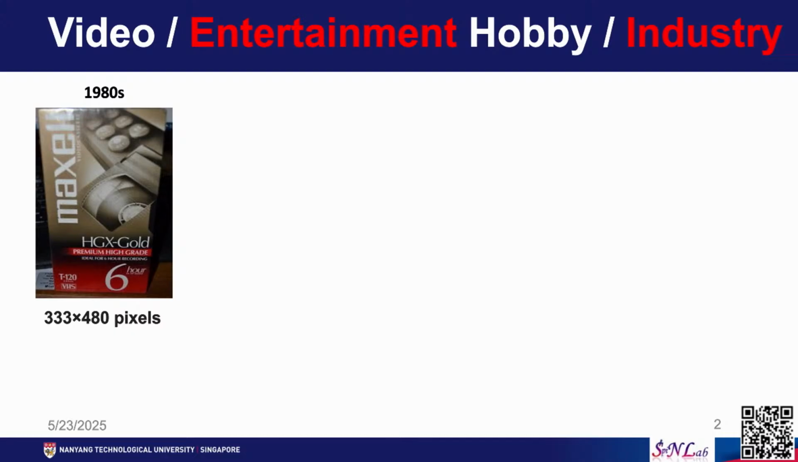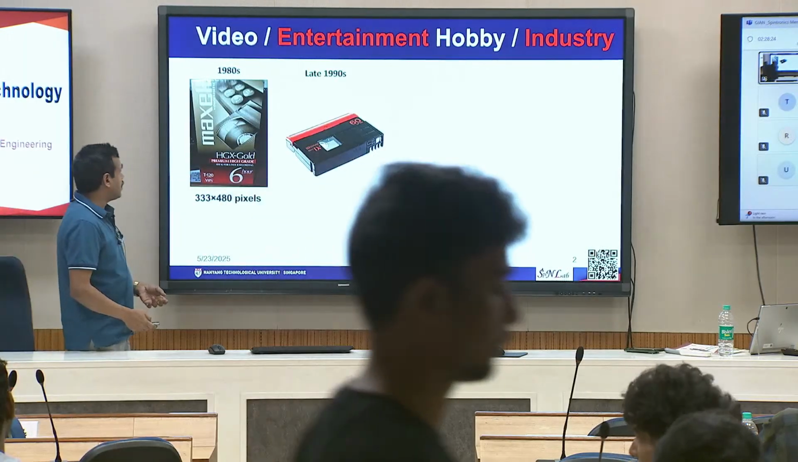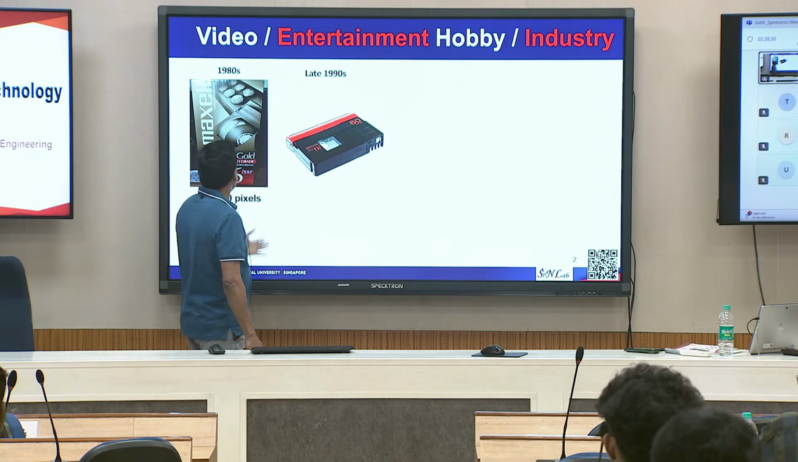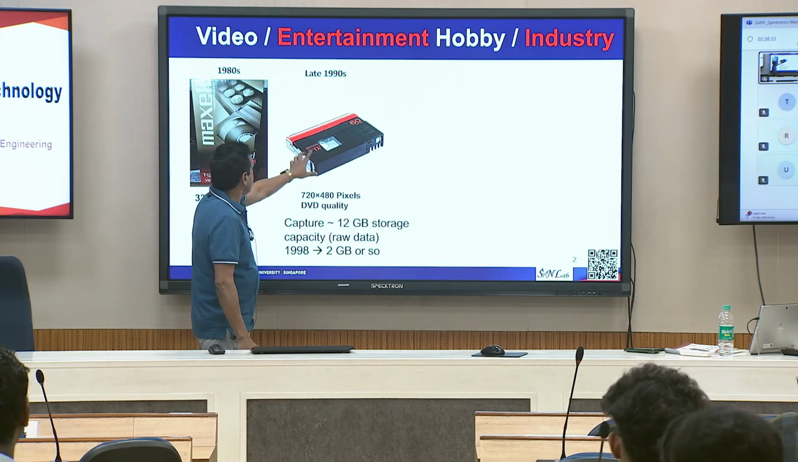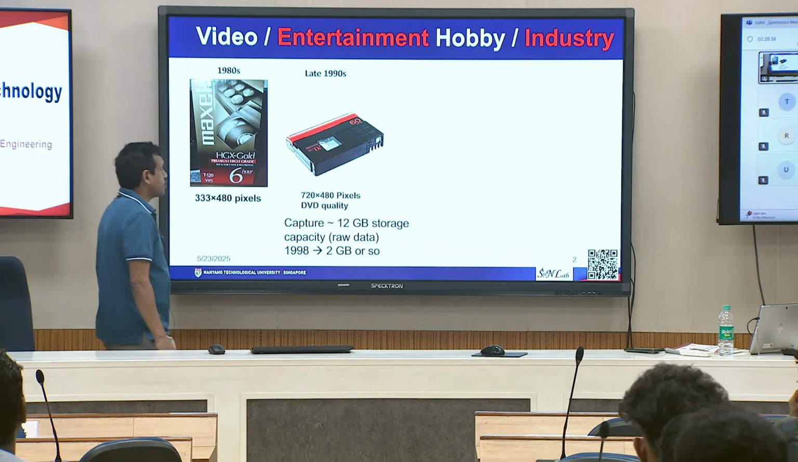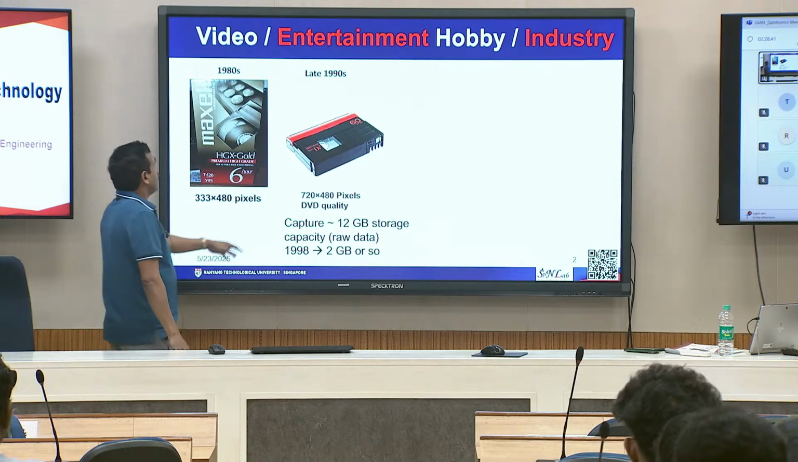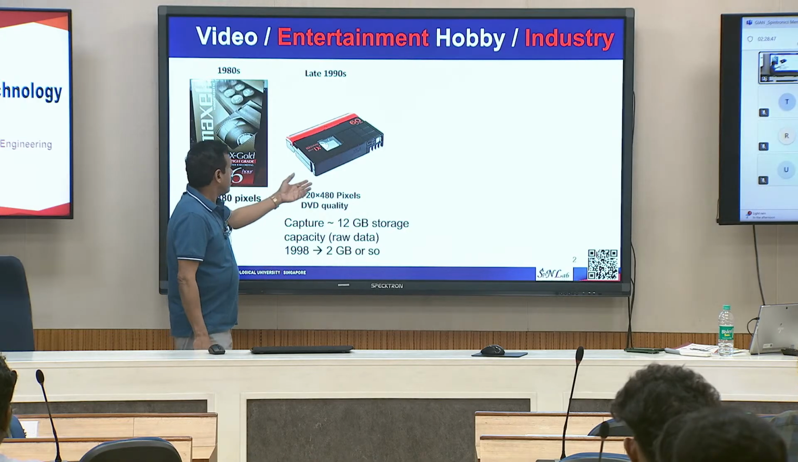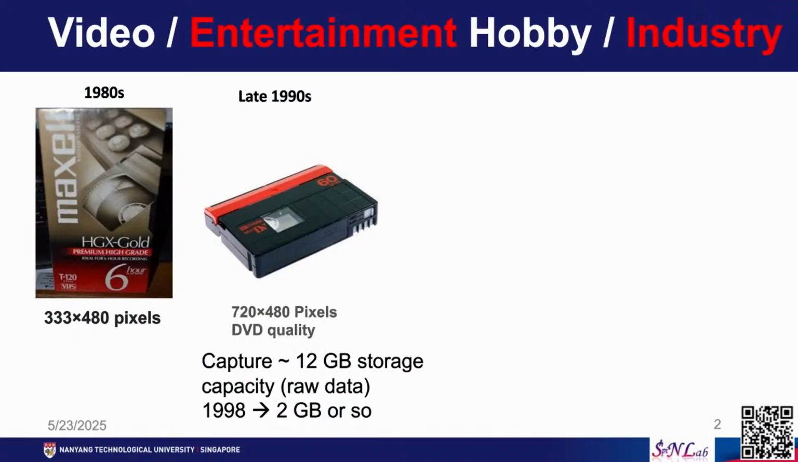When I was like you, we used to store videos in these tapes, where the video had a resolution of 333 times 480 pixels. Later, in the 1990s, digital tapes with a better resolution came. These tapes used to store movies in a picture quality like DVD. Suppose you want to extract this whole video into a hard disk drive, around 12 gigabytes of data will be needed to store it.